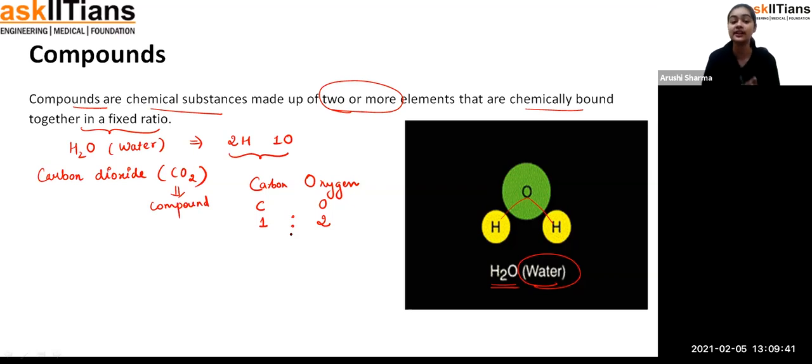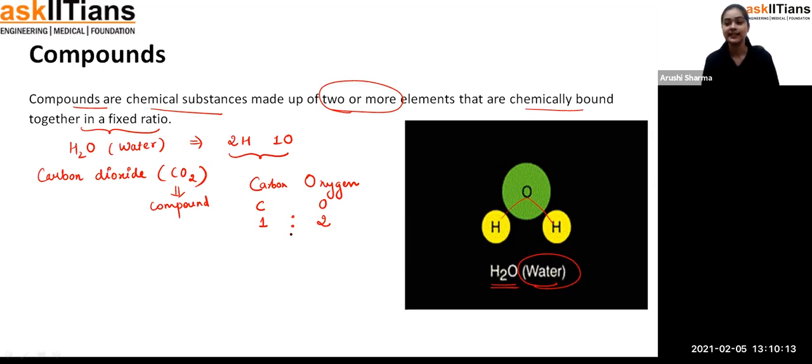So that's how, student, whenever two or more elements combine together with the help of chemical bonding, we call them compounds, so that we can't separate them by applying any chemical or physical force. Yes, somewhere it is possible, but when two or more elements combine together with a chemical bond in a fixed ratio, we call them compounds. For example, H2O is there, CO2 is there, and we have different compounds as well.